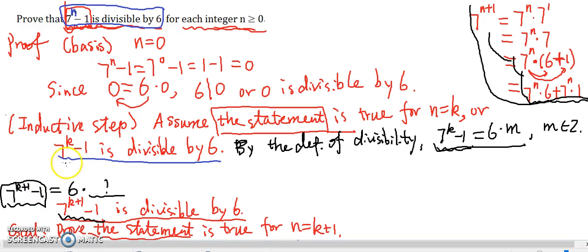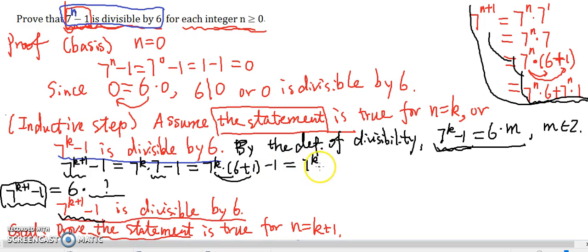This one here. So 7 to the k plus 1 minus 1. This expression, this number, I want to factor out a 6. But first of all, I have to rewrite this as 7 to the k times 7 minus 1. And then I break down 7 as 6 plus 1, minus 1. And then I distribute 7 to the k to both of them. So I get 7 to the k times 6 plus 7 to the k times 1, I'm just going to omit the times 1, minus 1.